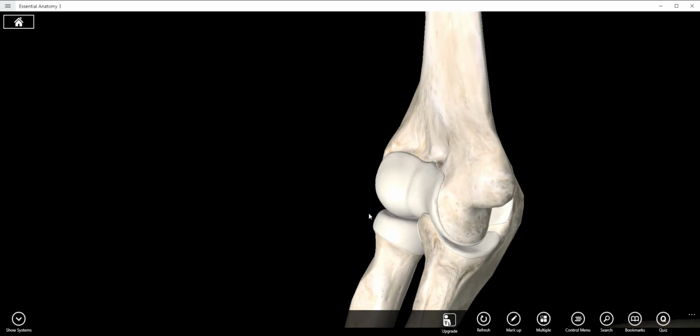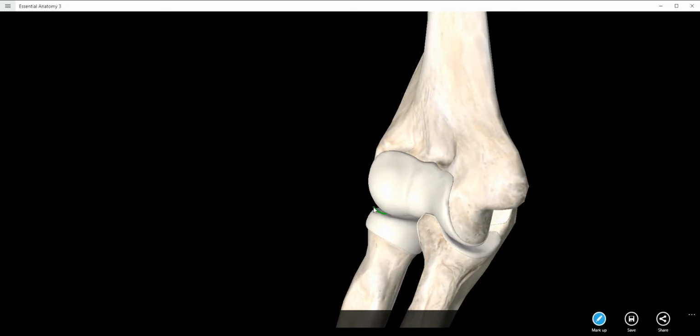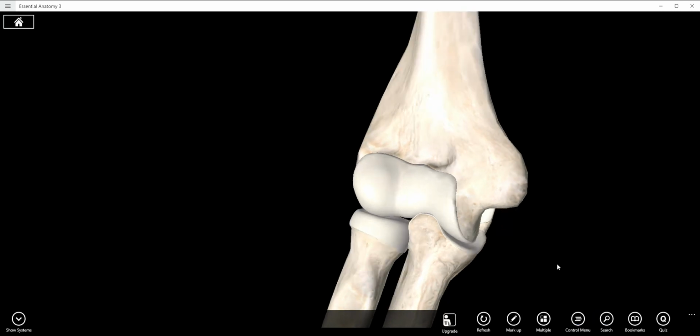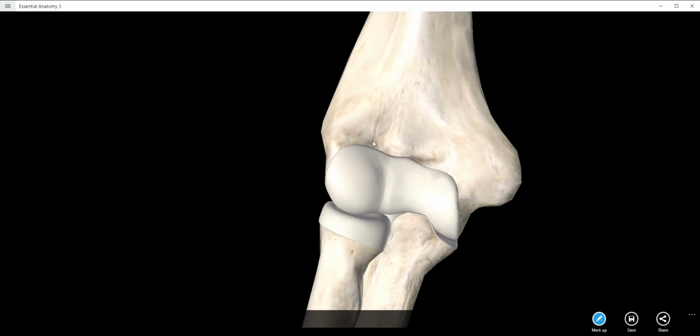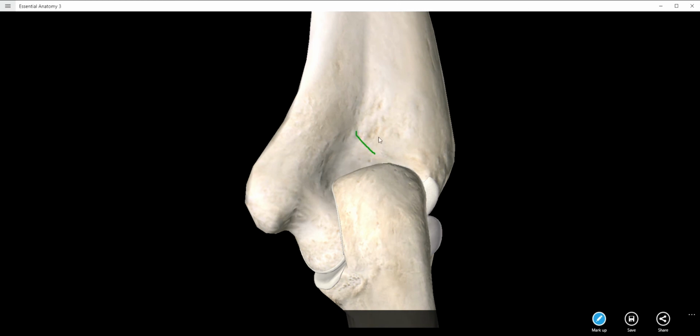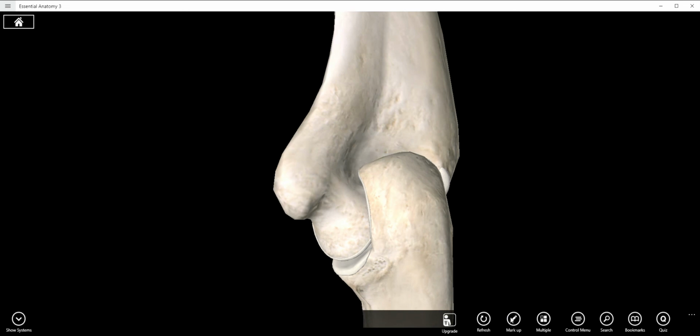The same is true for the head of the radius. If you were to bend your elbow, the head of the radius would sit right in here, which is called the radial fossa. So quick recap, we have the radial fossa here, the coronoid fossa there, and on the back we have the olecranon fossa. Well, actually the olecranon's in place, so we can see where it would be. It's this whole area, olecranon fossa.